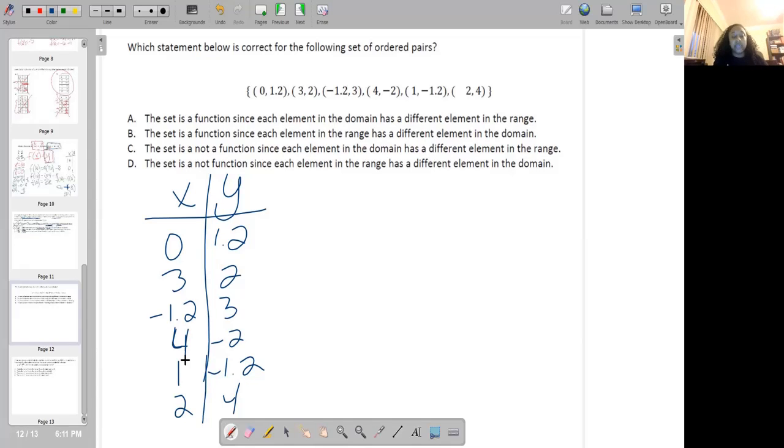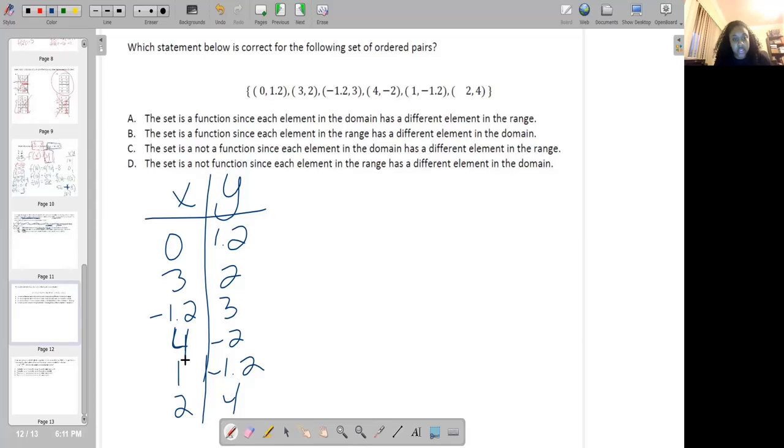Okay, now I need to read through the answer choices. A says the set is a function since each element in the domain has a different element in the range. B: the set is a function since each element in the range has a different element in the domain. C: the set is not a function since each element in the domain has a different element in the range. And D: the set is not a function since each element in the range has a different element in the domain.